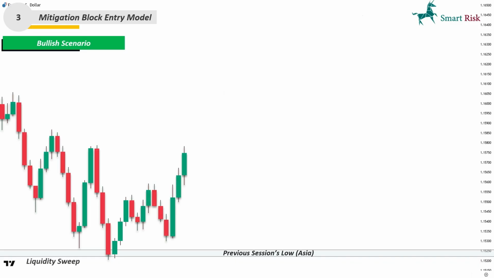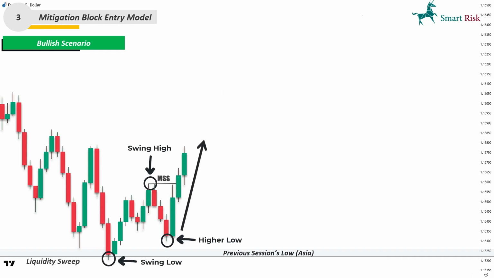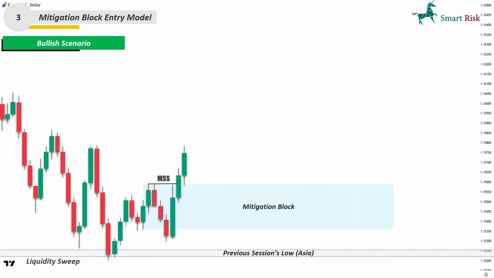For a bullish mitigation block to form, price must first create a swing low, then a swing high, followed by a higher low. After that, we need to see a strong bullish displacement move that breaks the structure and closes above the previous swing high. In this case, the bullish mitigation block will be the last up-close candle, or series of up-close candles, formed between the first swing low and the first swing high.